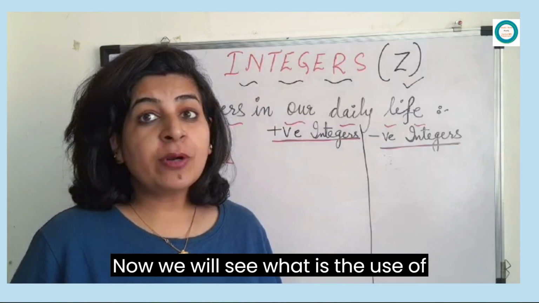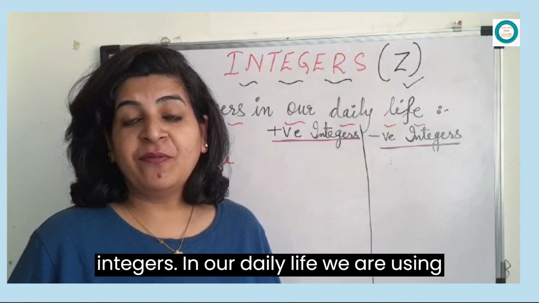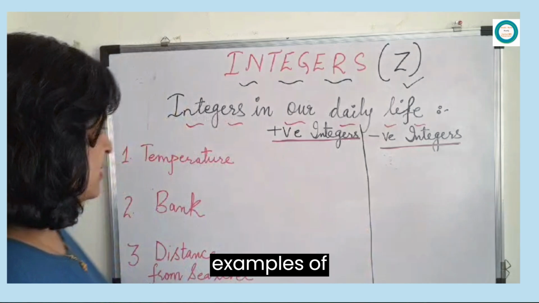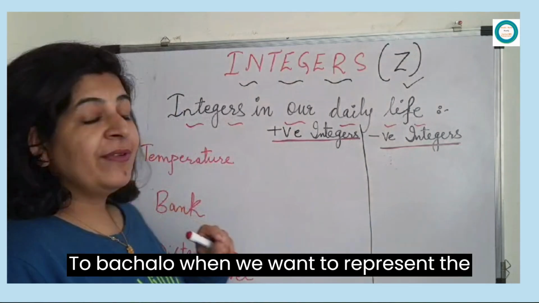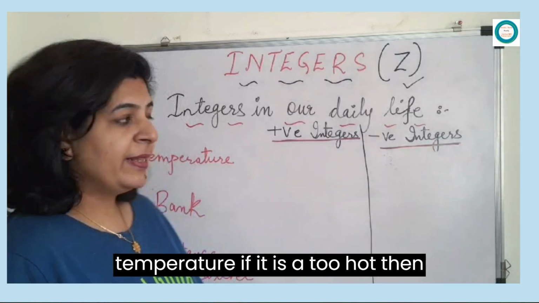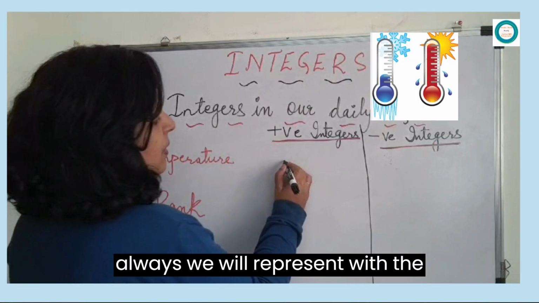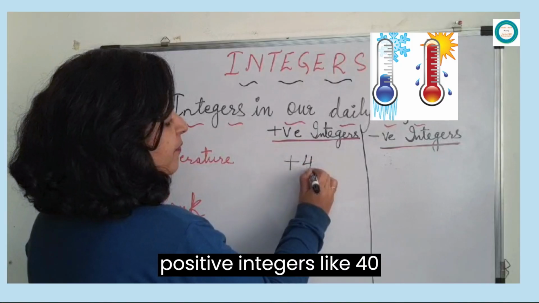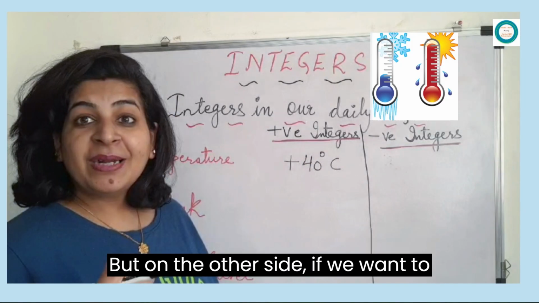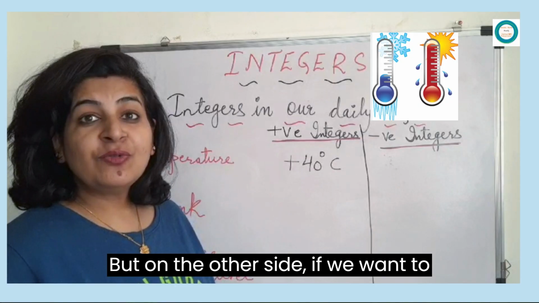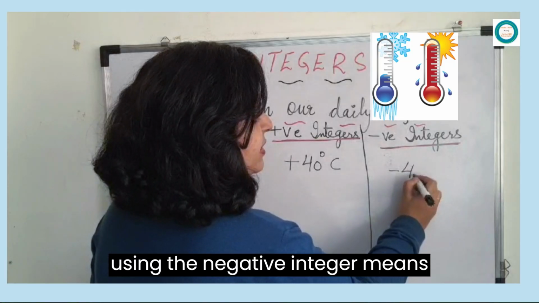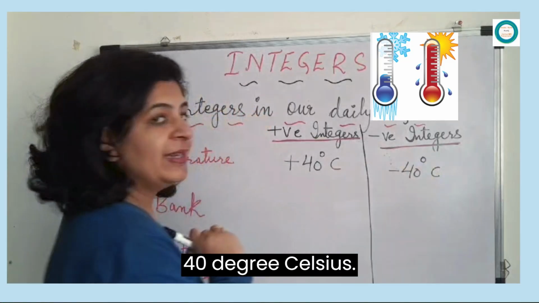Now we will see what is the use of integers in our daily life. We are using integers everywhere. Let's see a few examples. So bacha log, when we want to represent the temperature, if it is too hot, then we always represent it with positive integers like 40 degree Celsius, so plus 40 degree Celsius. But on the other side, if we want to represent a fall in temperature, we use the negative integer, means minus 40 degree Celsius.